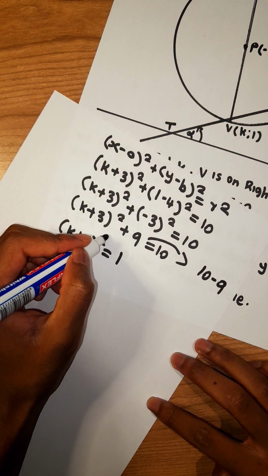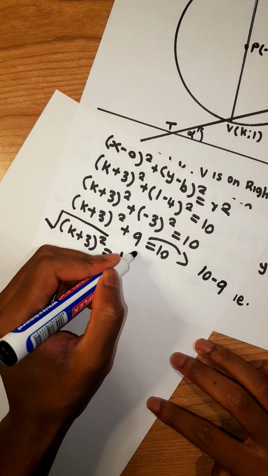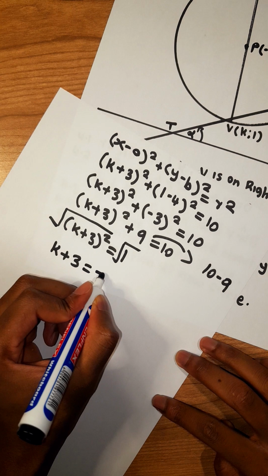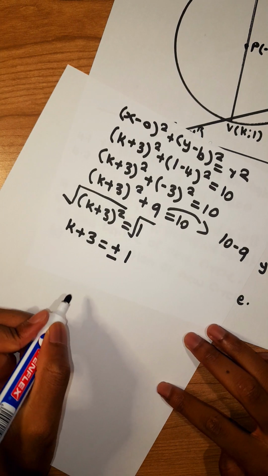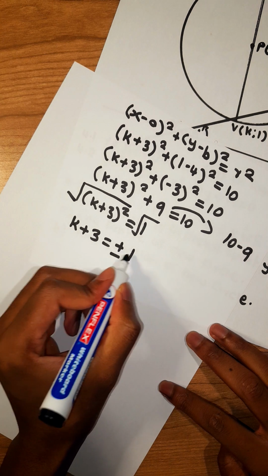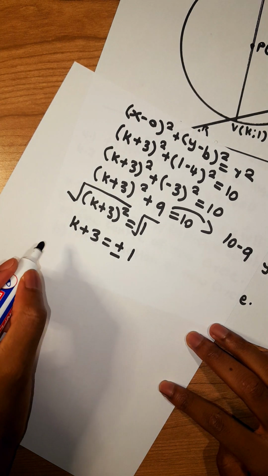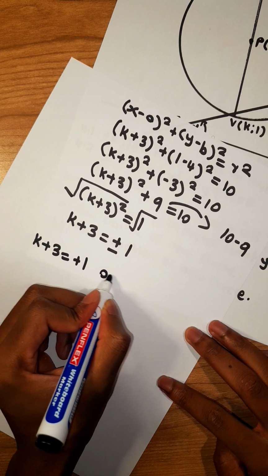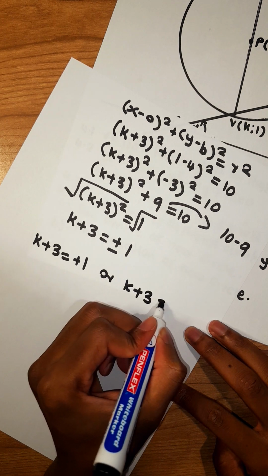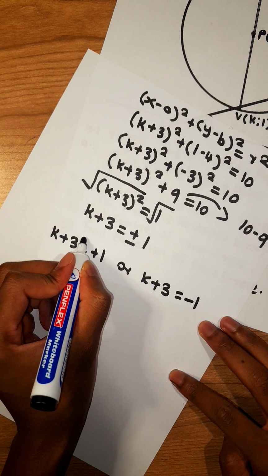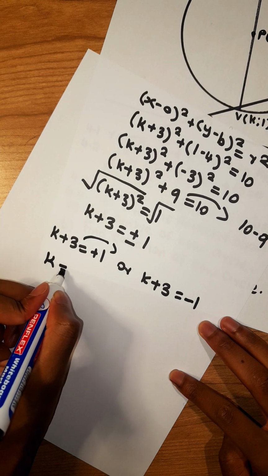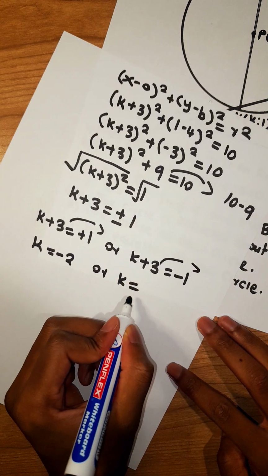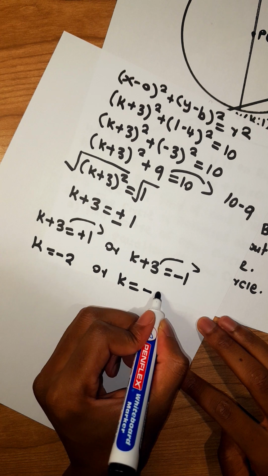So what do we do from this point? We're going to put the square root on both sides. That tells us that k plus 3 equals plus or minus 1. So we have the positive 1 and the minus 1, so let's separate them. We're going to have k plus 3 equals the positive 1, or k plus 3 equals the minus 1. If we take the 3 to the other side, we have k equals minus 2, or k equals minus 4.